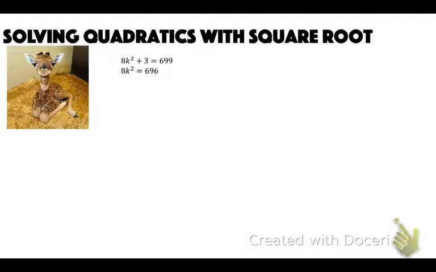8k cubed plus 3 equals 699. So minus the 3, and you get 8k cubed equals 696. Divide by 8, and you get k squared. Why was I saying k cubed? That should have been k squared the whole time. Equals 87. Square root. You can't take the square root of 87. And so that's just going to be plus or minus square root of 87. Cool? And you can't simplify that square root either.